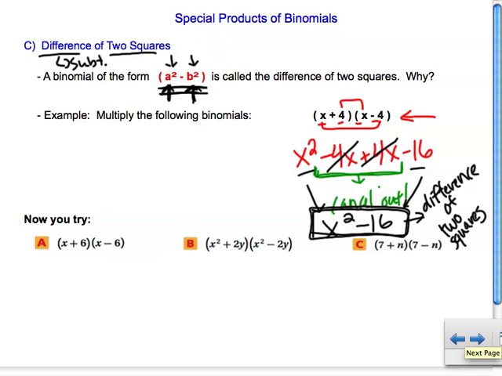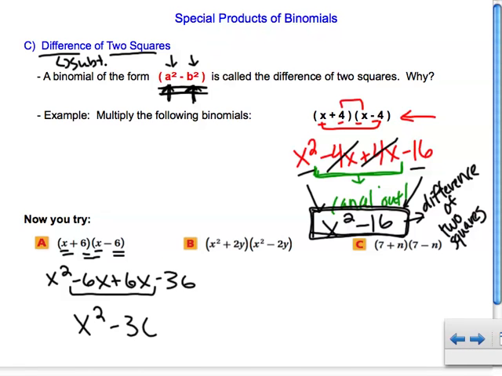Let me show you again how this works. We have x times x is x squared. Your outers minus 6x. Your inners plus 6x. And your lasts are minus 36. Again, these here are going to cancel out. Minus 6 and plus 6 is canceling. And I have x squared minus 36.